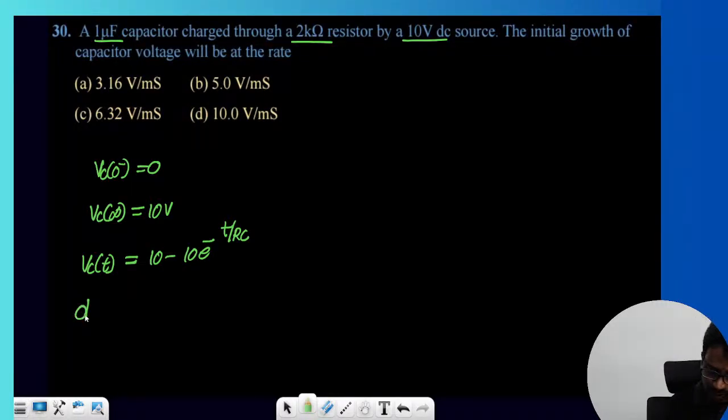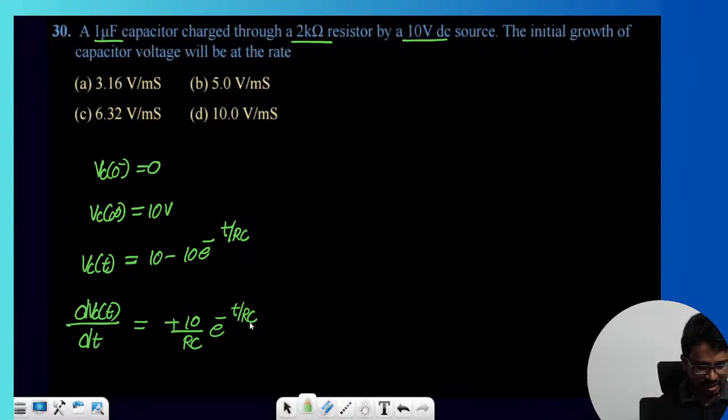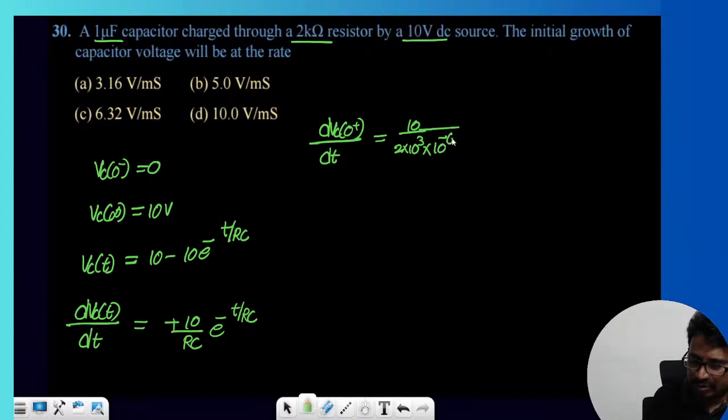Now they are asking the growth means what will be now dVc of t by dt. It should become minus 10 by RC into e power minus t by RC. So dVc of initial growth means t is equal to 0 plus, which will be equal to 10 by RC. R value is 2 into 10 cube, C value how much now here? 10 power minus 6 into e power minus t value 0. So it will come to be 10 into 10 cube by 2, that is what will come here.